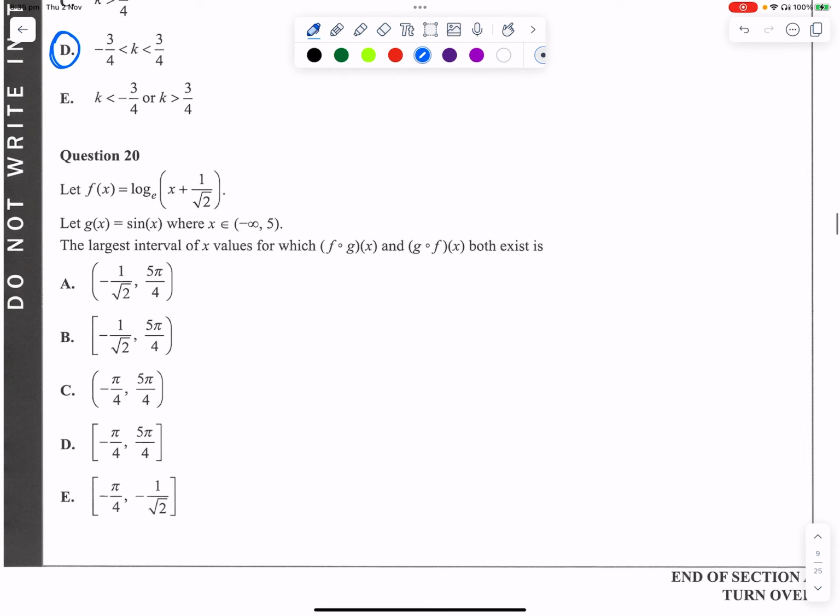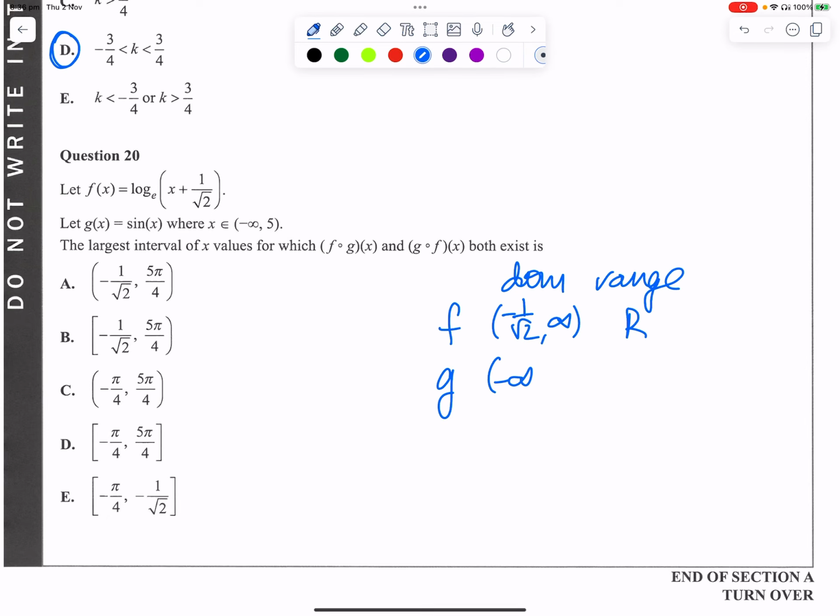Okay, here, f of x is log e of x plus 1 on root 2. So let's say domain, range. All right, we know f has a domain. It can't equal negative 1 on root 2 because that'll make it equal 0 to infinity, and it's got a range of all reals because it's a log graph. Sine x has a domain of negative infinity to 5, but it's going to have a range of negative 1 to 1.